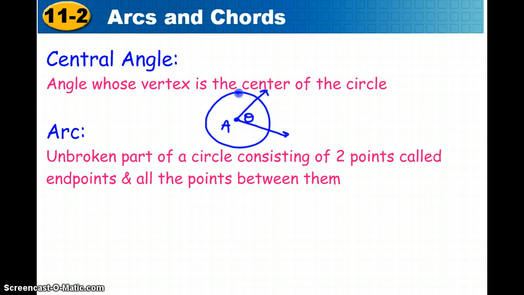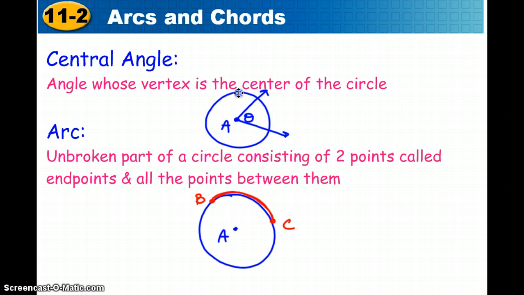An arc is the unbroken part of the circle consisting of 2 points called endpoints and all the points between them. For example, once again I will draw a circle. Let's draw circle A. And my arc is, if I were to choose 2 endpoints on my circle, B and C, and I can go ahead and connect those 2 points. That forms an arc.